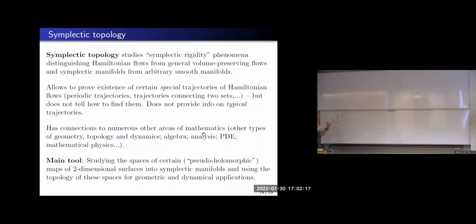And you use the topology of the spaces of mappings to extract various geometric and dynamical conclusions about your phase space or about the dynamics of your Hamiltonian flow. And here you already see the connection to complex analysis, pseudo-holomorphic curves. They're sort of holomorphic, not quite. Okay? And you see already the connection to functional analysis because you're going to study the spaces of mappings. You see the connection to topology because at the end of the day, you want to understand the topology of the space of mappings. Then after you do this, you combine this topological information into certain algebraic structures, and then you see the connections to algebra.